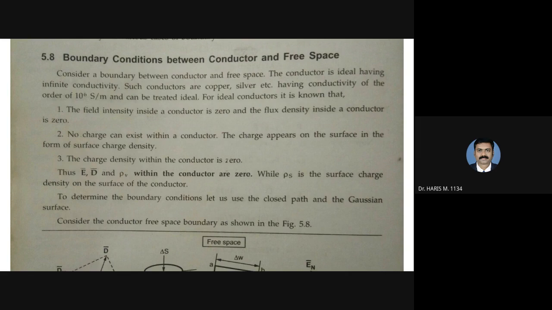So we have three components here: the electric field intensity E, the electric displacement vector D, and rho S, the surface charge density.